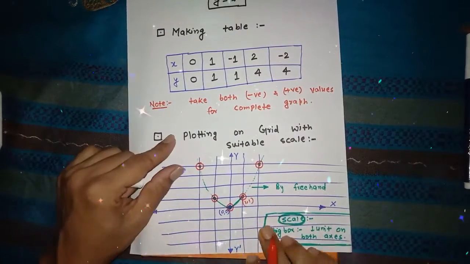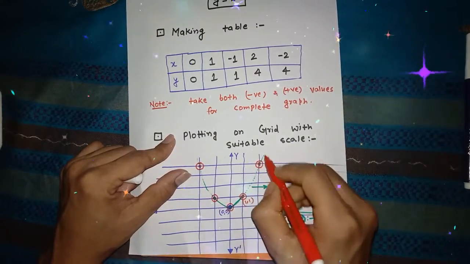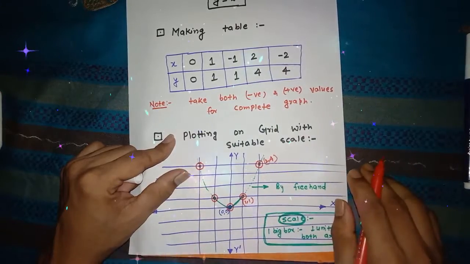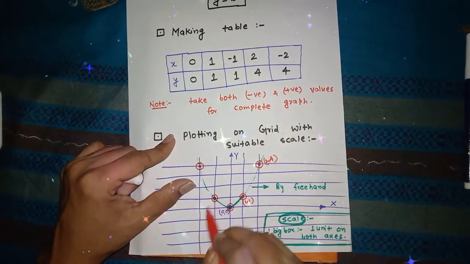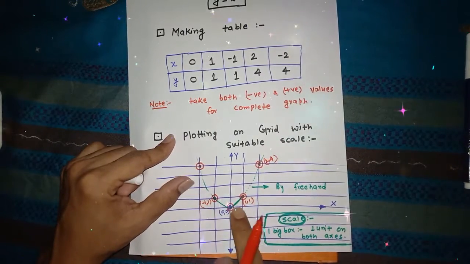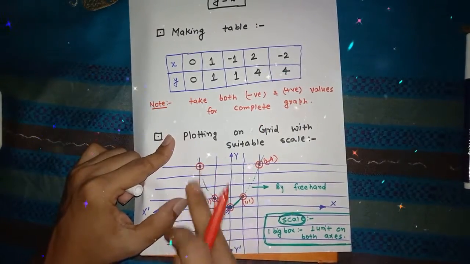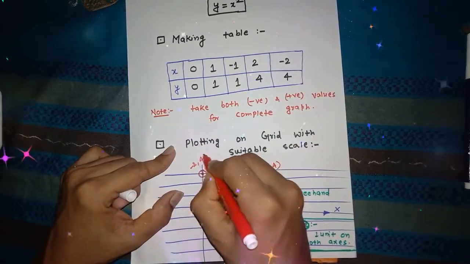And now if you plot 2, 4, that means here 2 units and here 4 units. It means this point is 2, 4. In a similar way, this point is minus 1 and 1. It means this point is minus 1, 1. And in a similar way, this is minus 2 for x and for y it is 4. That's why it is minus 2, 4.